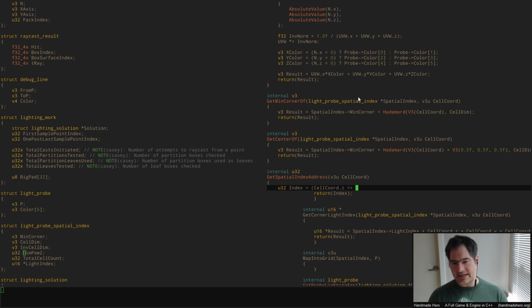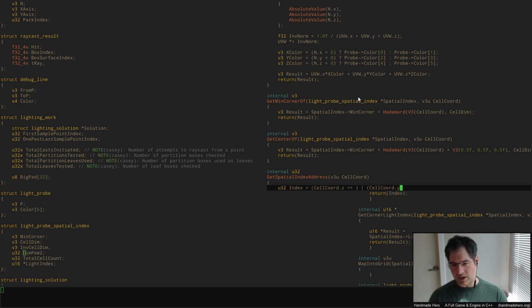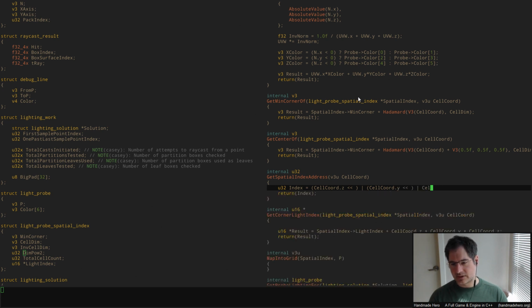So the Z would get shifted up by something. The Y would get shifted up by something. And the X would not. It would just get OR'd in there, right? And we do need, in this case, a spatial index bit here. But after that, we're good to go. So here we would just say, all right, the dim pow 2 here.